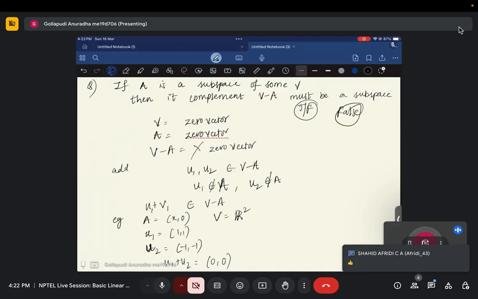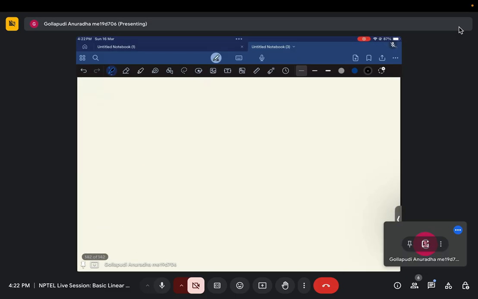So I hope this is clear. Okay, one more true or false question. So if S is a subset of T, and these are subsets of a vector space, S and T are subsets of a vector space.